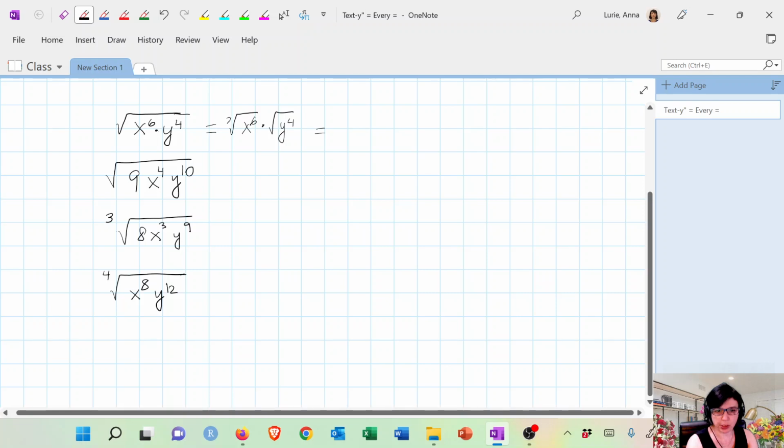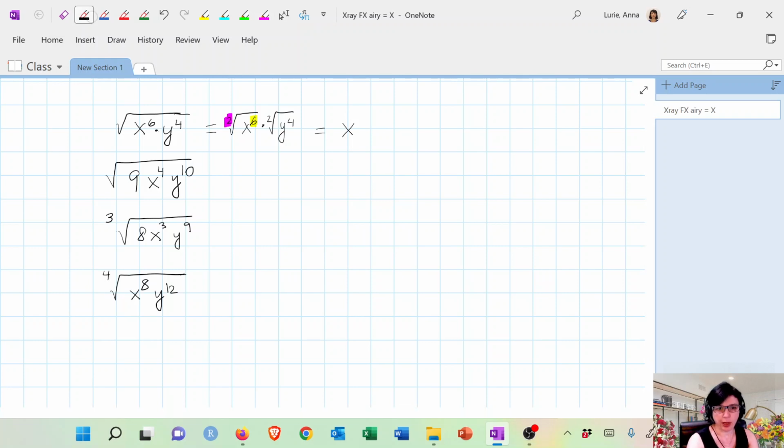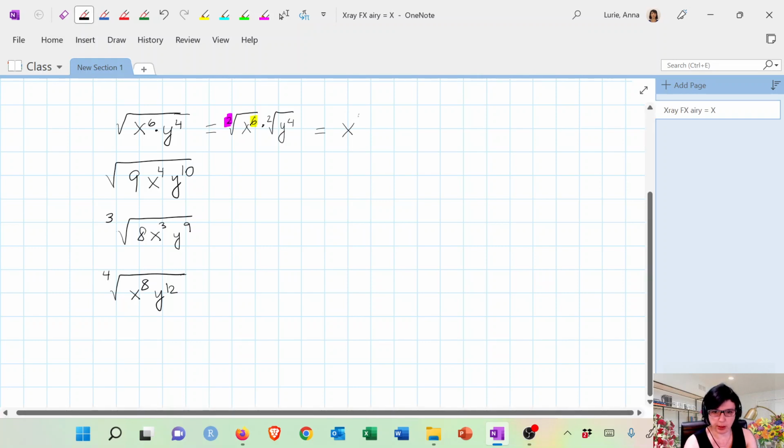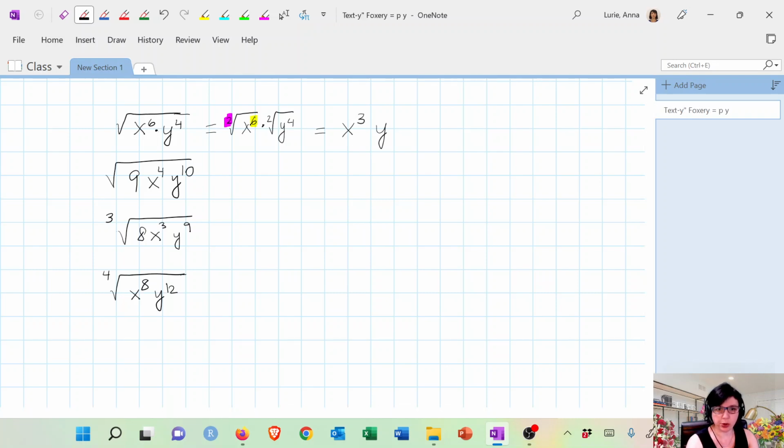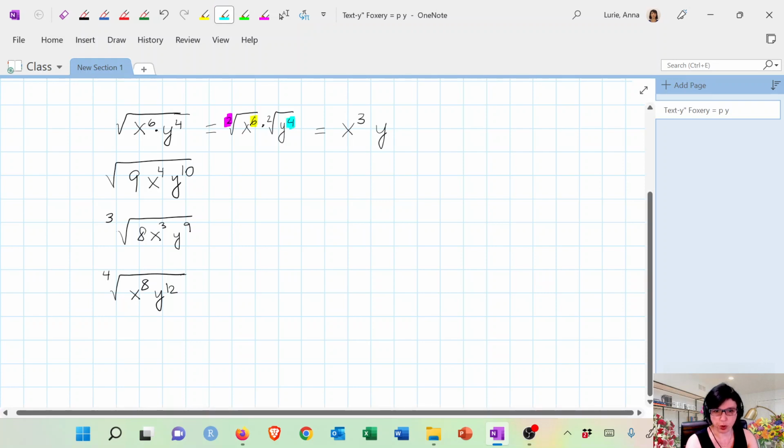Remember, the index of the root is 2, and all you're doing is dividing each of the powers. Right here, the power is 6, and I'm going to divide that by 2. I'm just going to do it in my head: 6 divided by 2 is 3, so that's x cubed. Then you do the same thing with the y's. You take the power that y has, which is 4, and divide it by the index of the root, which is 2. So 4 divided by 2 is 2. All right, so that's the first one.